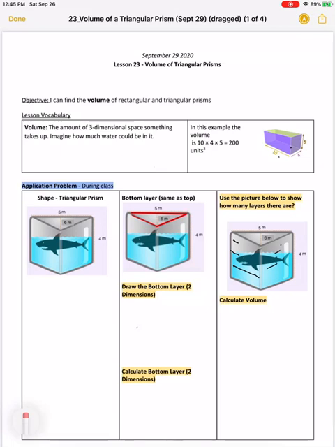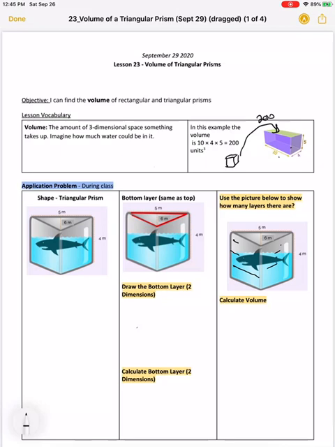So if we look at this example here, it says 200 units cubed. That means that 200 cubes that are 1 by 1 by 1 fit inside here. 200, that's what that means.